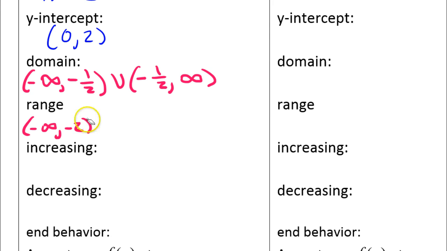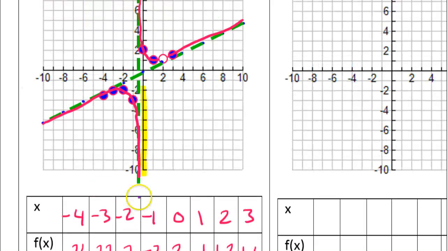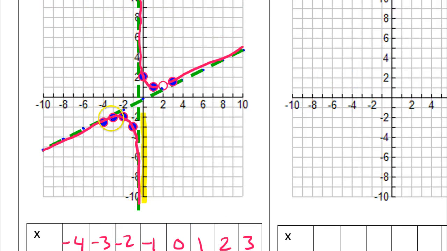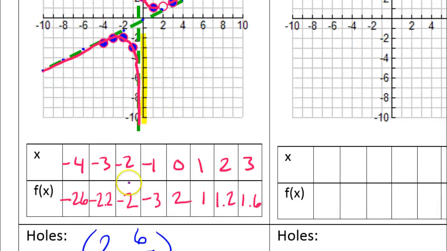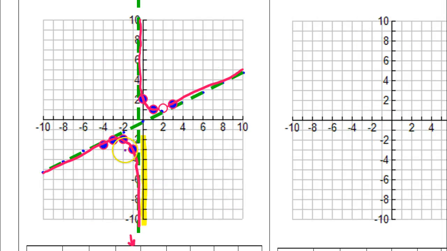Now, I made a small mistake there by putting round parentheses. There should be a bracket on that -2 this time, because there's no asymptote here. This point (-2, -2) is on the graph. It's right here, so it is to be included in the range. Okay, so that's it for this branch.